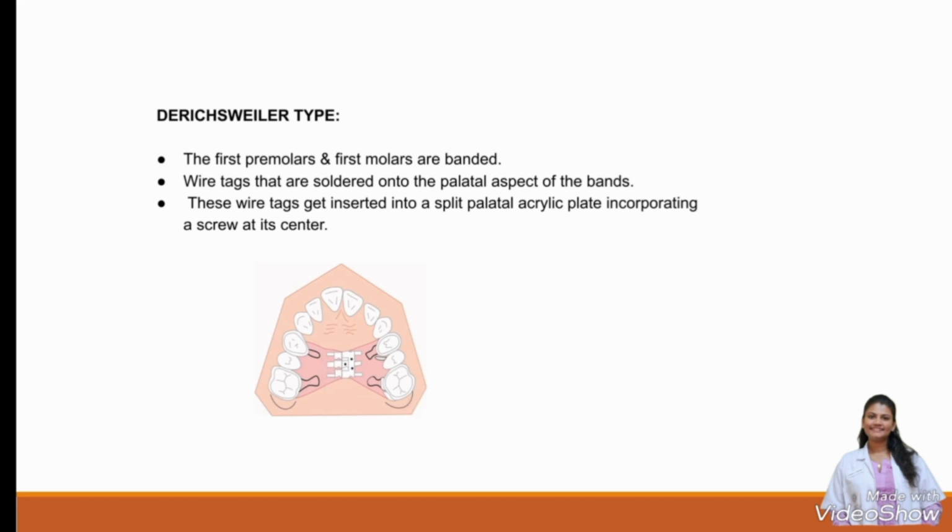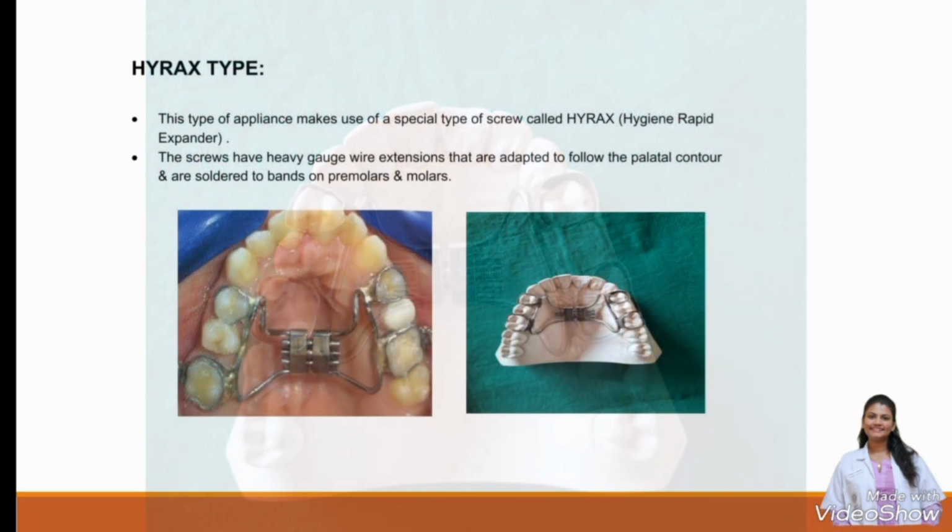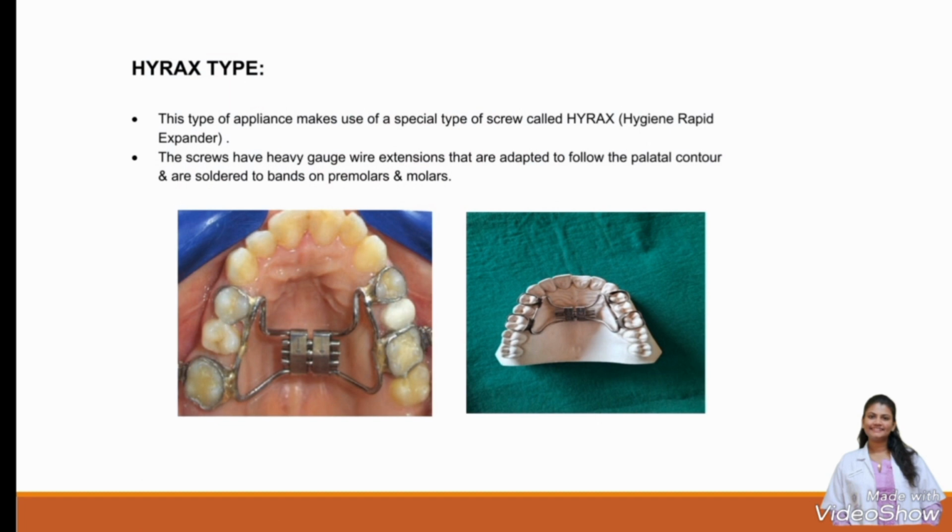This is the Hyrax type. This type of appliance makes use of a special type of screw called Hyrax, Hygienic Rapid Expander. The screws have heavy gauge wire extensions that are adapted to follow the palatal contour and are soldered to bands on premolars and molars. This is a tooth-borne appliance, mostly used.